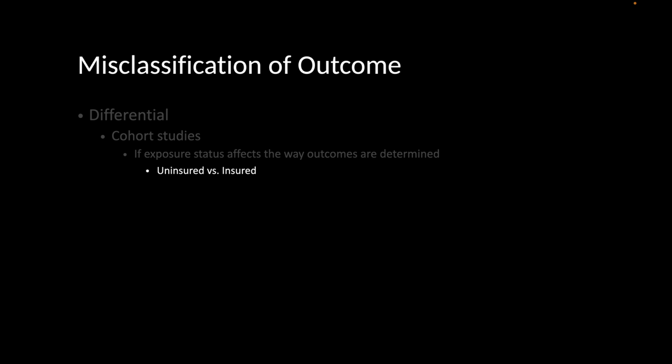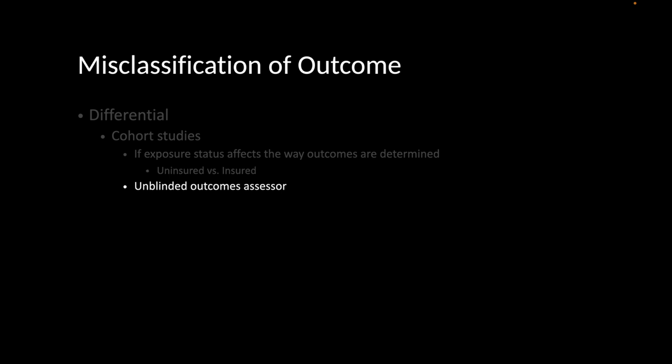So we're comparing uninsured to insured people. Well, if the outcome is a diagnosis of some sort, people who have insurance are much more likely to go to the doctor and actually much more likely to get the diagnosis made compared to people who are uninsured. So it can bias us to show that actually being insured might make you more likely to seem to have the outcome of interest than the uninsured patients. And that's because we're measuring it differently in the two arms.